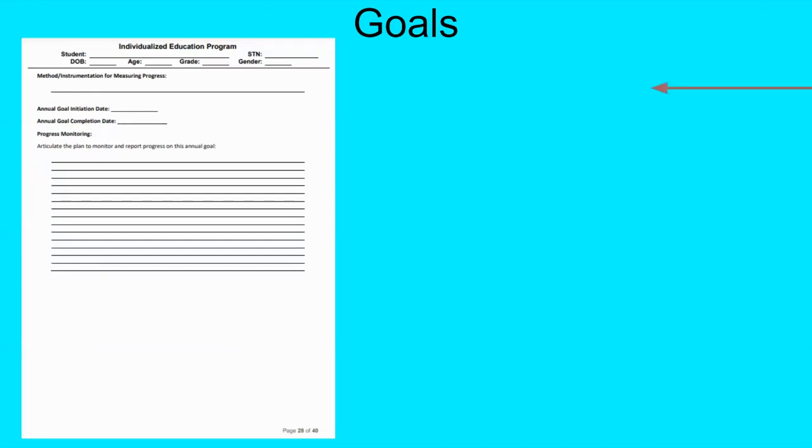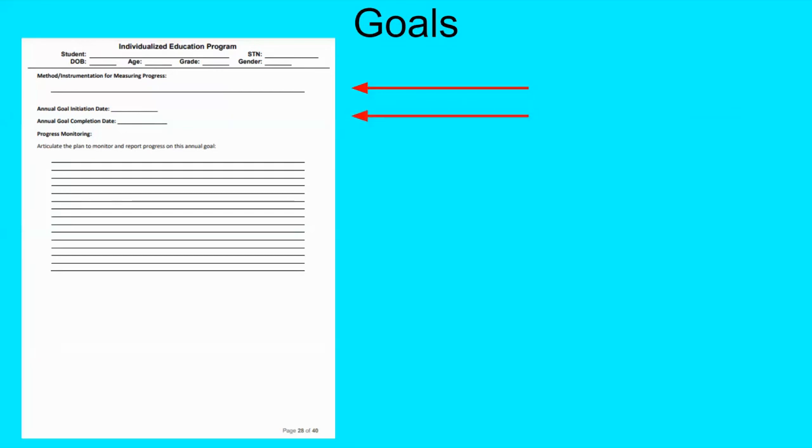The method and instrumentation for measuring progress. This is where you're going to put, how are you going to measure that goal? And so that goal will be measured either through teacher reports, through data tracking, okay, through teacher created assessments. However you're going to measure that goal, you're going to put that in there. And then you have to use those methods in order to determine whether or not the student is meeting the goal. And then, of course, you have the annual goal initiation date.